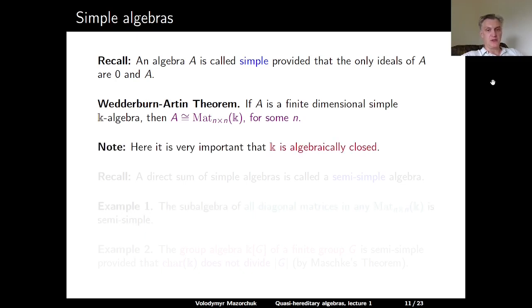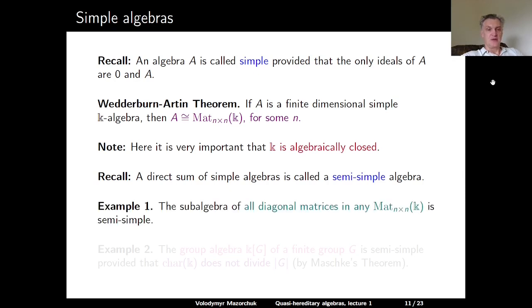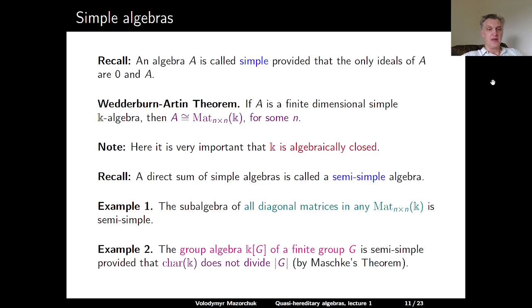Note that here it is very important that our base field is algebraically closed. Recall also that a direct sum of simple algebras is called a semi-simple algebra. Here is one example. The subalgebra of all diagonal matrices in any algebra of n times n matrices over K is semi-simple. Here is a second example. If we have a finite group G such that the characteristic of our base field does not divide the cardinality of G, then the corresponding group algebra K of G is semi-simple. That's due to Maschke's theorem.